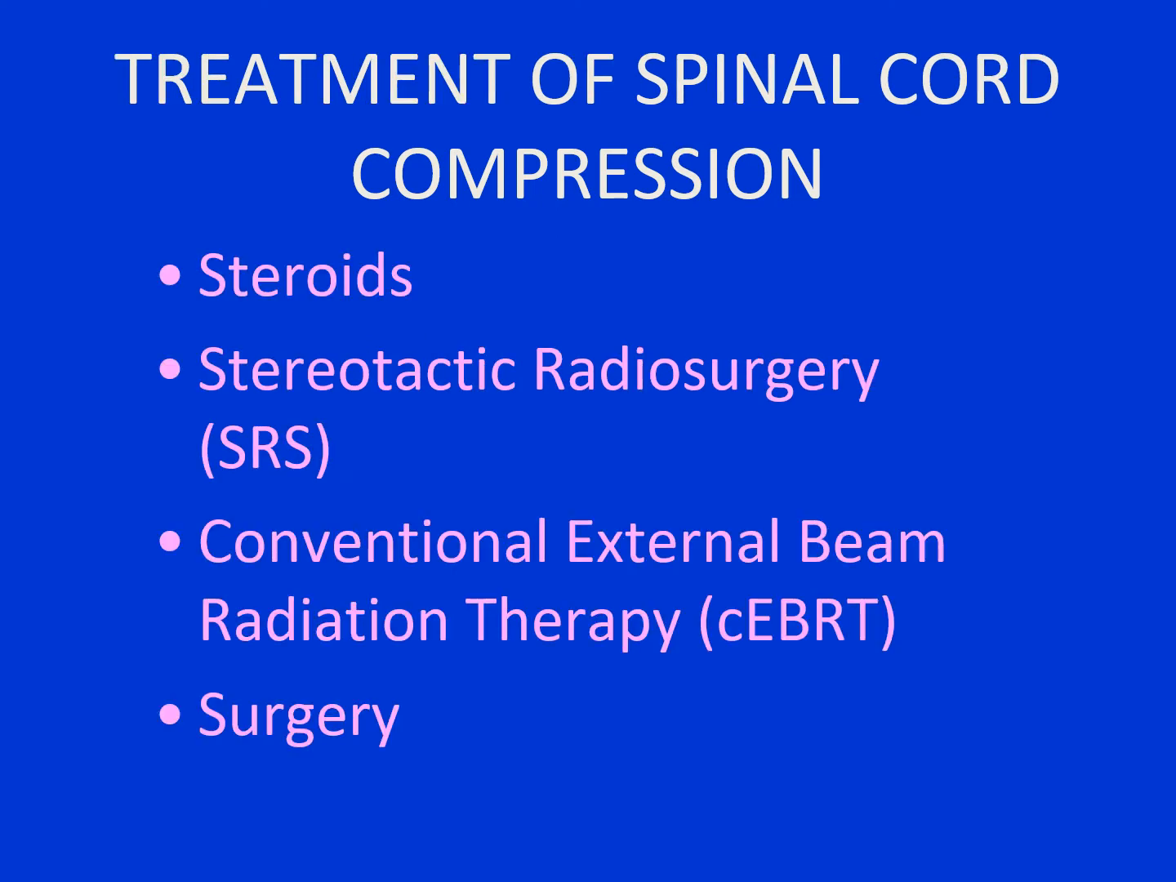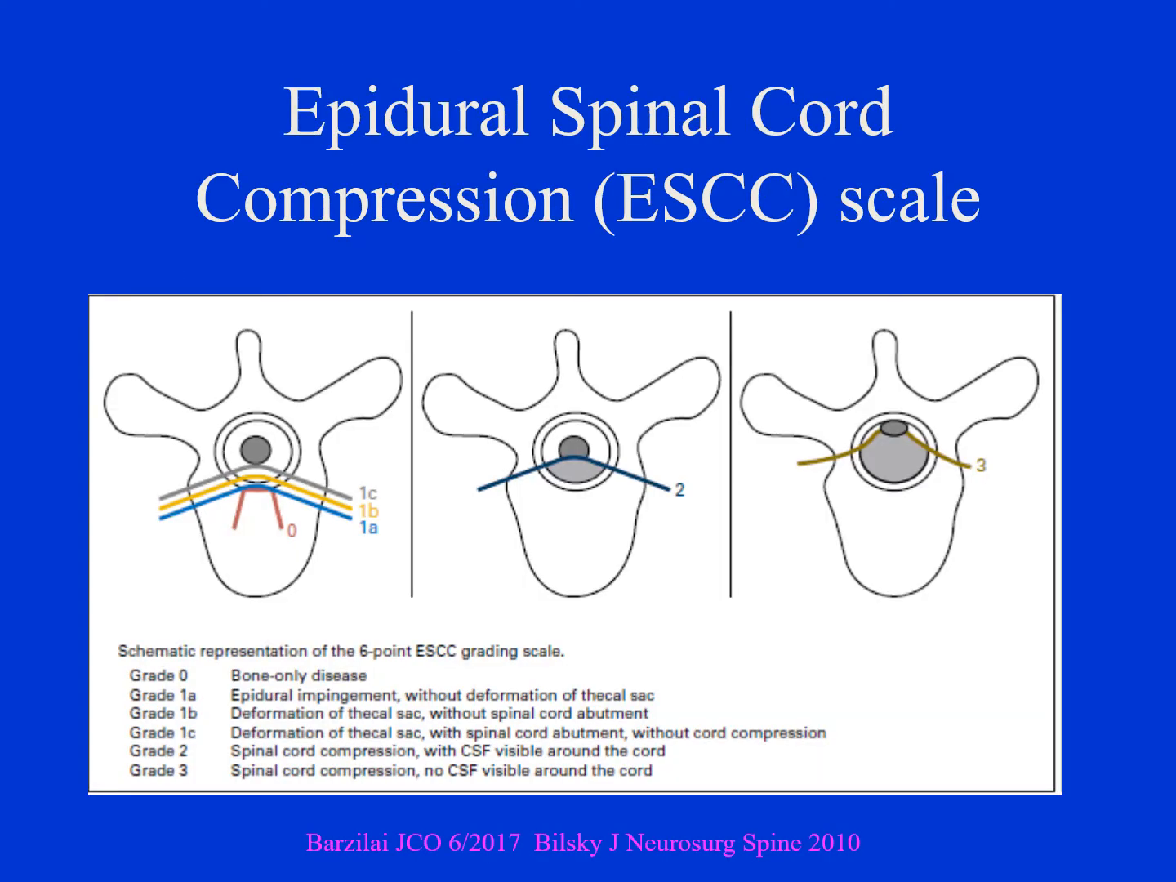So the treatment of spinal cord compression are steroids, not because they actually get rid of the spinal cord compression, but they decrease the inflammation and get you a little bit of space around the cord, thereby alleviating some of the compression. The actual therapy is either stereotactic radiosurgery, conventional external beam radiation therapy, or surgery. So determining the proper therapy for spinal cord compression is important. And we use the NOMS, N-O-M-S scale these days to help us determine what the proper therapy is.